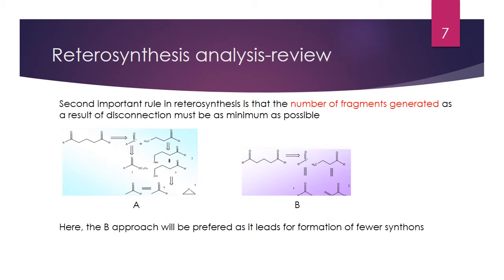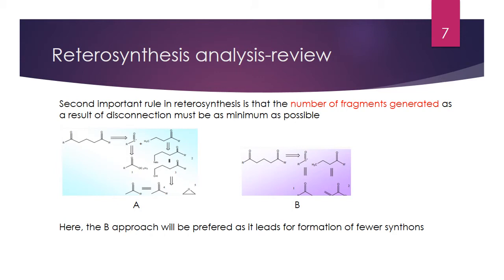The second important rule in retrosynthesis is that the number of fragments generated must be minimum. Again, we have the same product and we are considering how to make this. So we go for retrosynthesis. We break the bond between the carbonyl and the CH2, so we get two fragments. Here we have a positively charged fragment and a CH2 here.